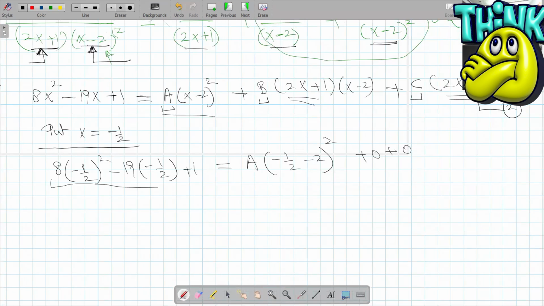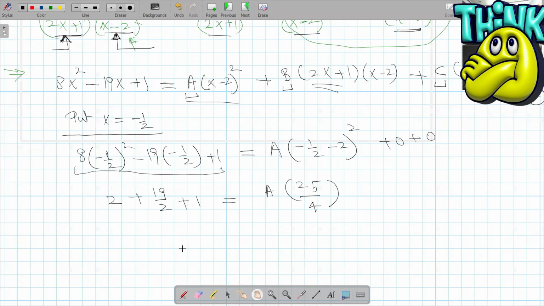Just calculate this. I think the first term will be 2 and the second is 19 over 2 plus 1. And this is 5 over 2 squared, 25 over 4. What is the left hand side? 25/2. So 25 will be cancelled, 2 will be cancelled, so only 2 will be left. So the value of a we are getting is 2. Okay, so a is 2.